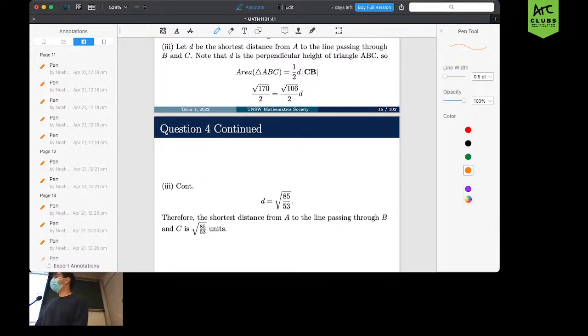Now, in the question, there's no variable D, so we need that extra concluding statement to say that, therefore, the shortest distance from A to the line passing through B and C is square root 85 on 53 units. And recall that you have to actually include the units, otherwise you risk losing a mark for this question.